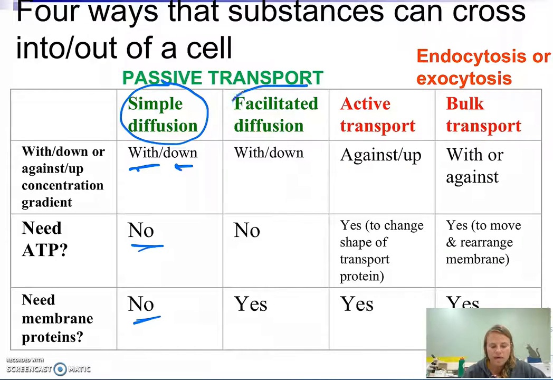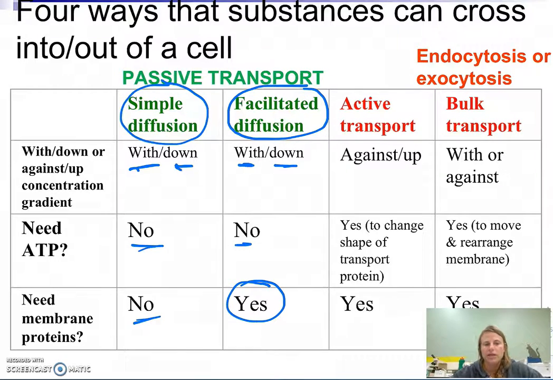However, if I have a molecule that is being transported via facilitated diffusion, there's no energy because I'm still going with or down the concentration gradient, but this time I do need a membrane protein. When we're talking about active transport, remember active transport requires ATP because I'm going against or up my concentration gradient, and I will also need membrane proteins.